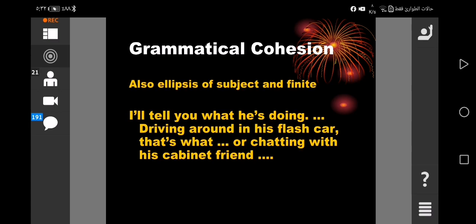Sometimes the subject and finite, that is to be, are ellipted. I'll tell you what he's doing. Driving around in his flash car, that's what he is, or chatting with his cabinet friend.